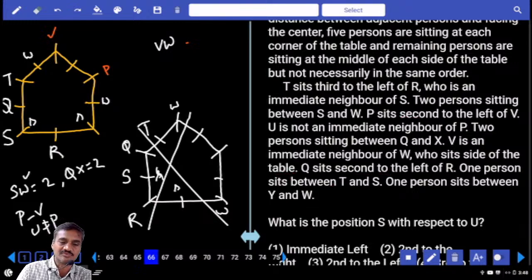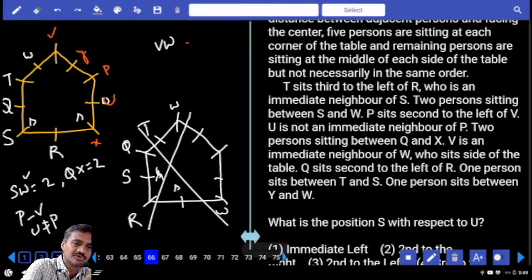And 1 person between Y and W. As W is here, Y must be here. And there are 2 persons between X and U, so X must be here. Now X is here, and finally who is the person after here? U must be at this place. U and P cannot be adjacent to each other, isn't it?